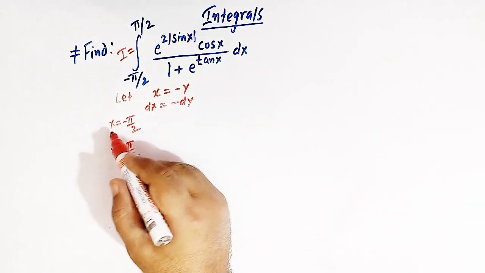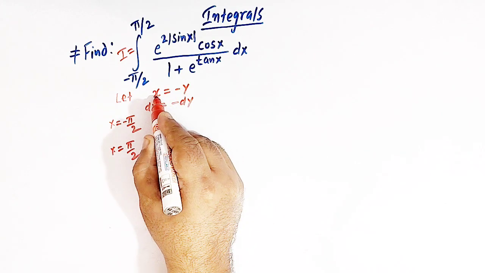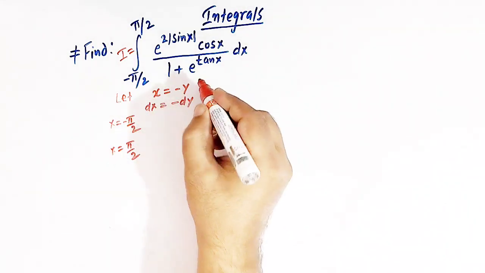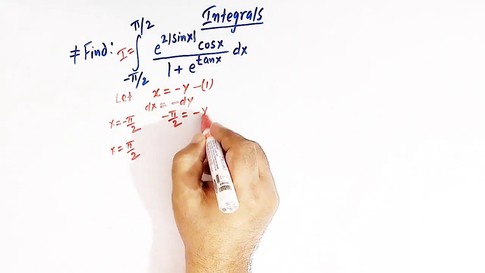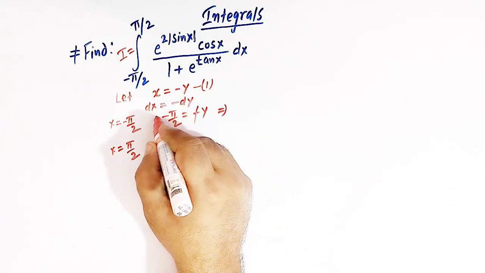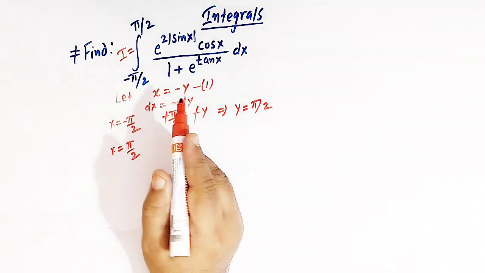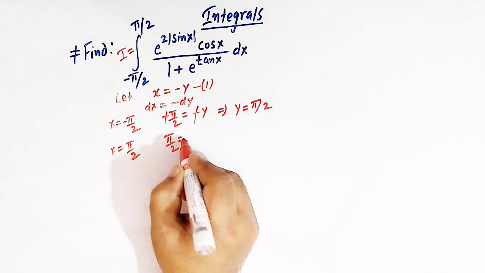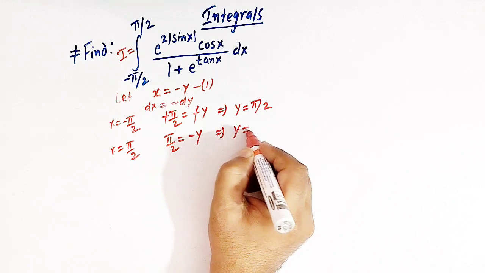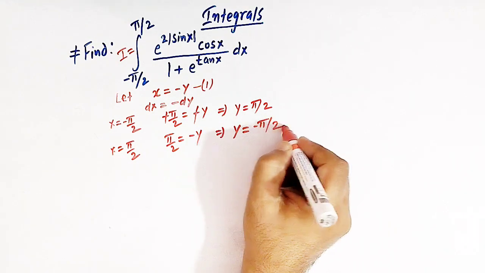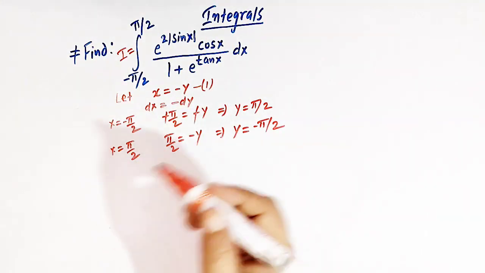When x is minus pi by 2, then y can be obtained by taking x is equal to minus pi by 2 in this equation. So we have minus pi by 2 equal to minus y, so we'll get y is equal to pi by 2. And when x is pi by 2, then we have pi by 2 is equal to minus y, so from here we'll get y is equal to minus pi by 2. Now let us rewrite this integral in terms of y.